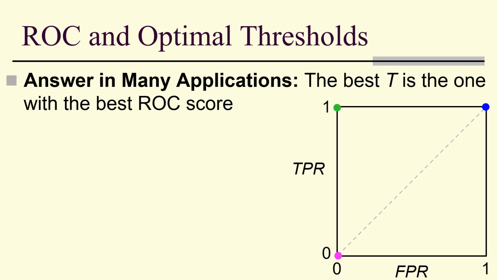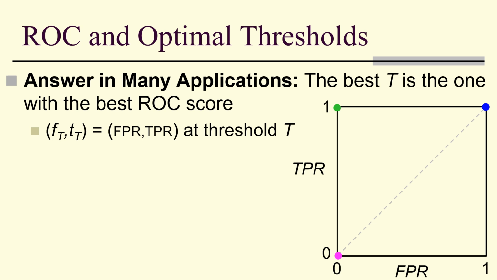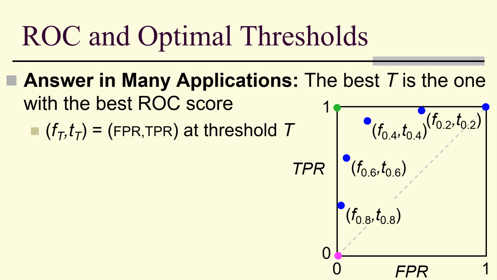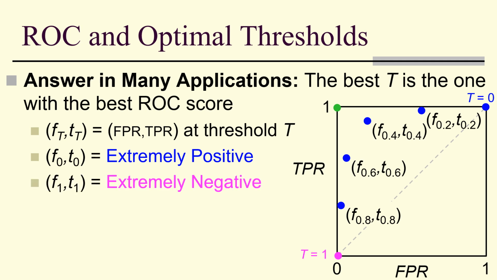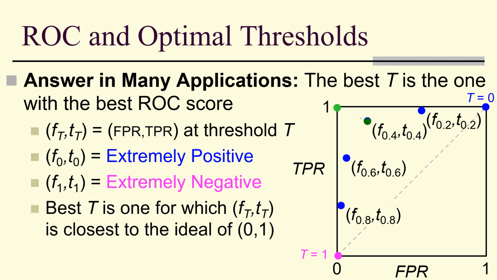So the best t for many applications is the one that gets the best receiver operating characteristic score. So we'll look at F, T points with a subscript of the actual threshold. Here are some points just to illustrate. Notice that t equals 0 means we have extremely positive: everything greater or equal to 0 is positive, which means everything. And extremely negative means nothing gets labeled as positive.